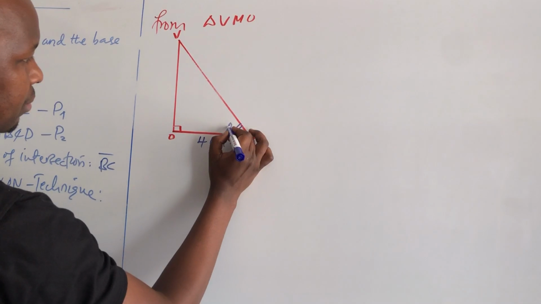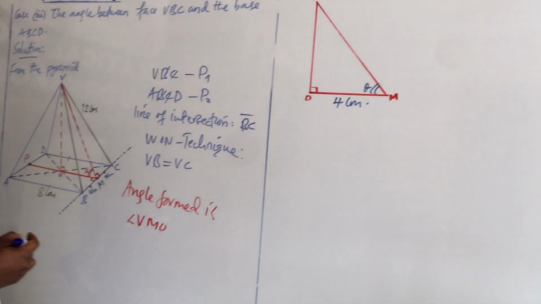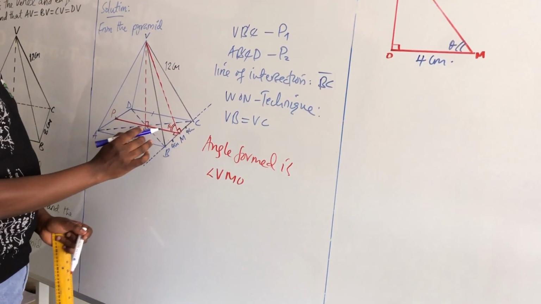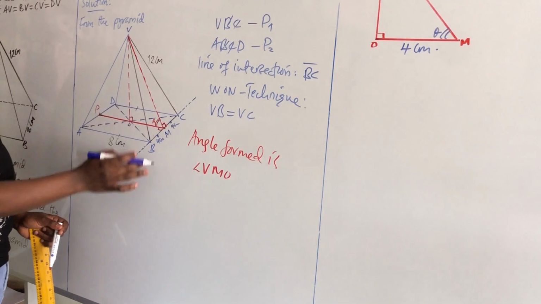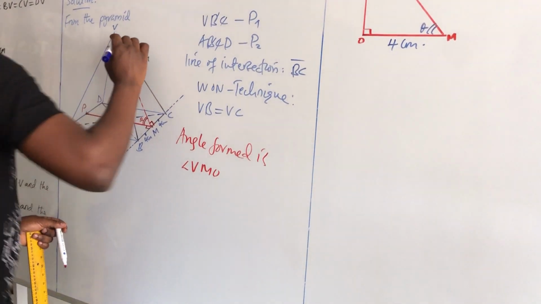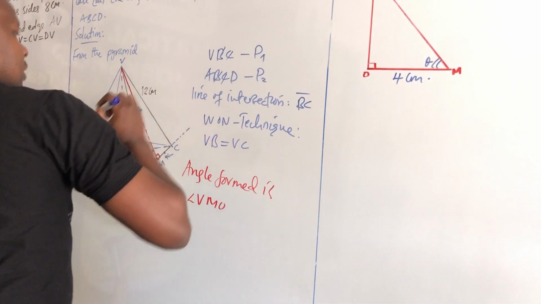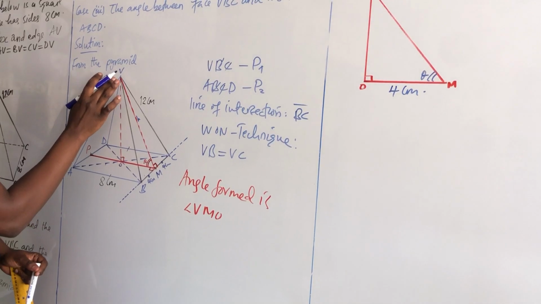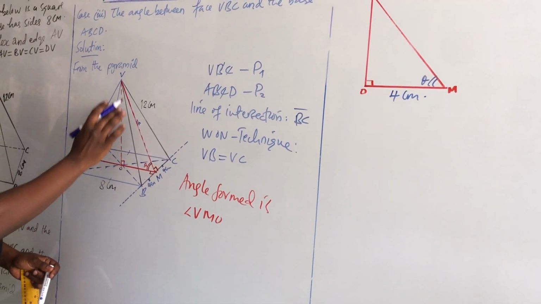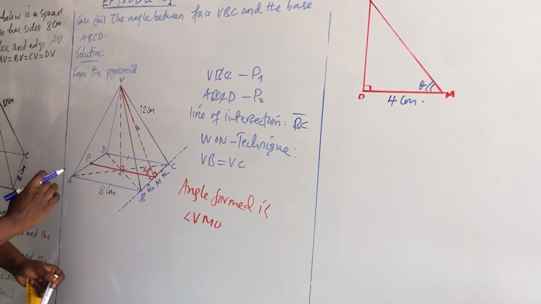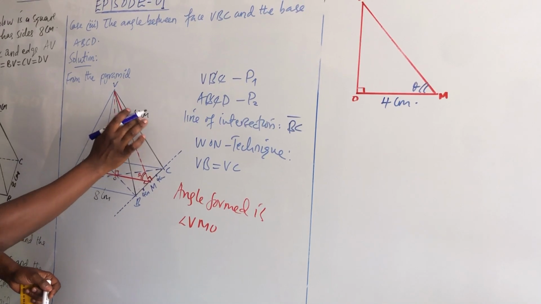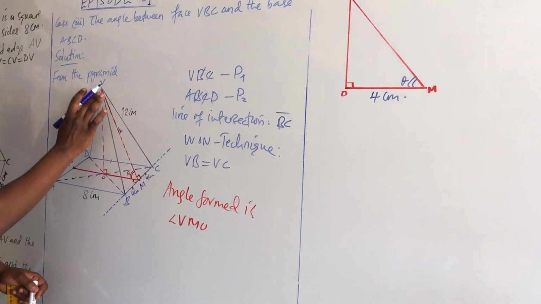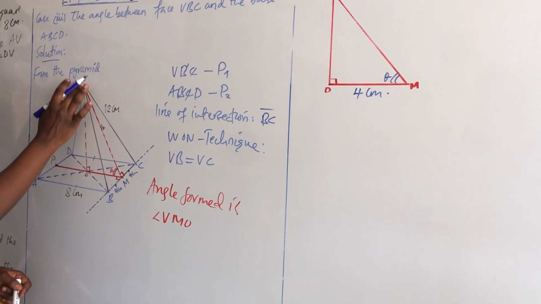Now remember to place our angle. And now VM is not the same as VC and VB, because this will be the height of this triangular face VBC, and note the slanty edge. So this is different from this 12 here. The dimension of VM is not the same as VC.